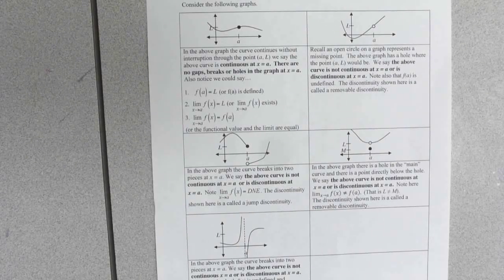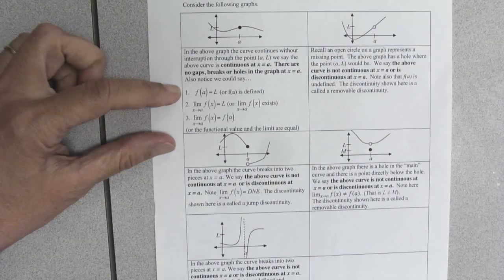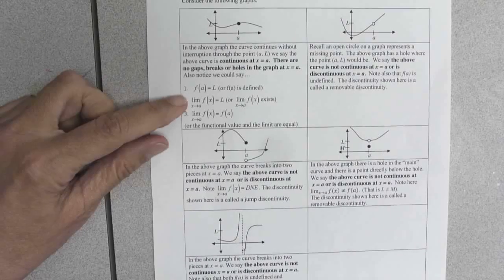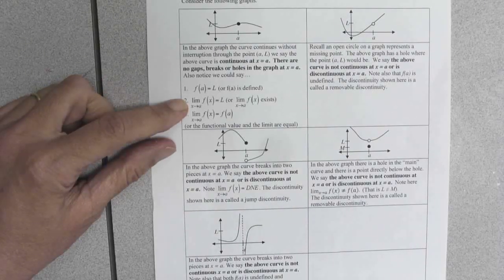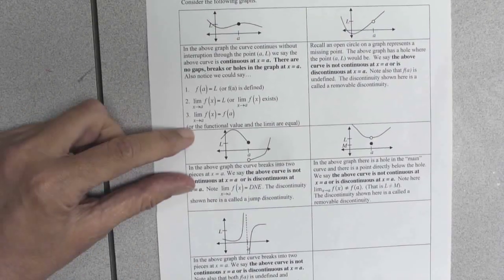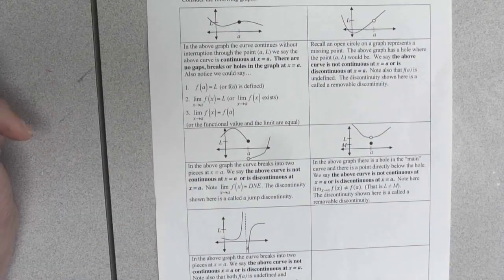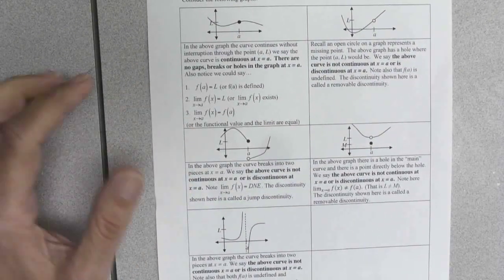There are no gaps, breaks, or holes in the graph at x equals A. Notice f of A would equal L, or f of A is defined. The limit as x goes to A of f of x would be L, or the limit exists. And third, that limit and the functional value are equal to each other.